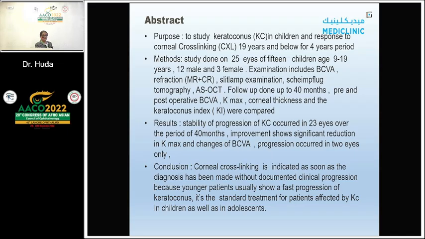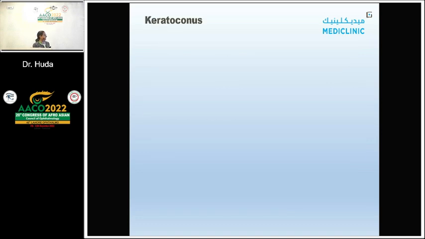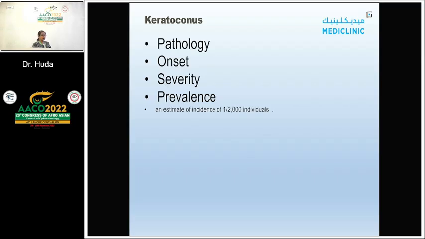So today I'm going to talk about accelerated cross-linking in children. I work in the UAE, and in the UAE we have a lot of keratoconus, really a lot. Same in Oman, Saudi, Bahrain. I think it's very high in the Gulf area.